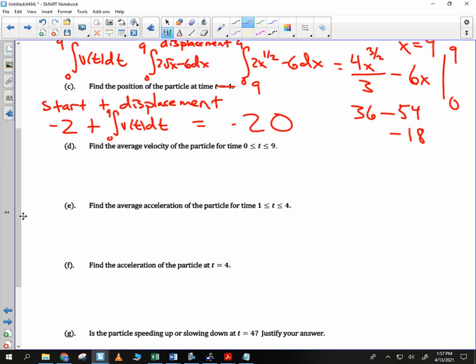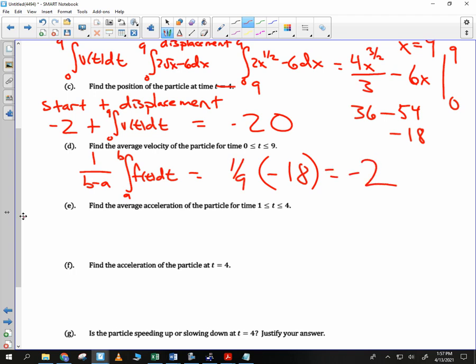Look at letter D. Find the average velocity. True or false? We're given the velocity function. True. What is the formula for the average value of a function again? 1 over b minus a times the integral from a to b of the function. It says from 0 to 9. Do we already know the integral from 0 to 9? It is -18. So what are we going to multiply by -18? What is 1 over b minus a? 1/9. And what is 1/9 times -18? -2.